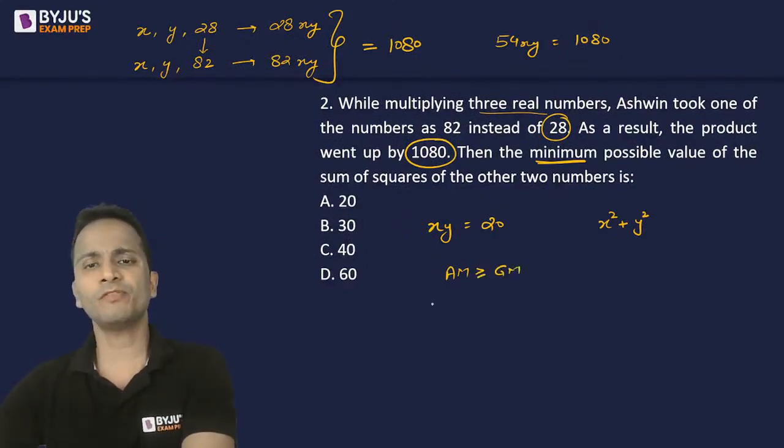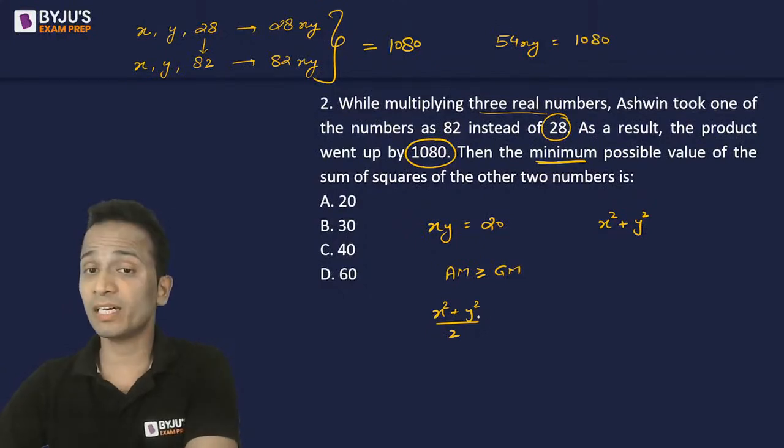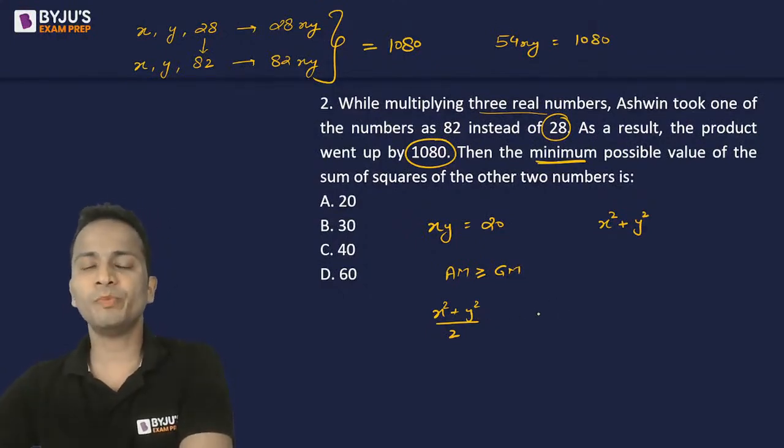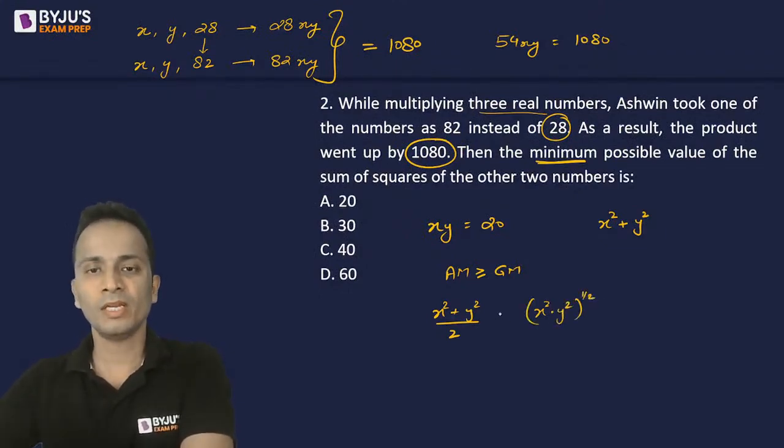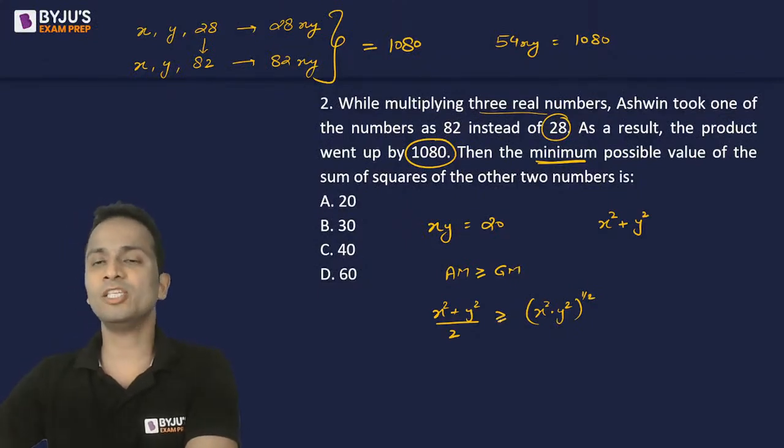Okay, so the arithmetic mean of these two numbers, x square plus y square whole divided by 2, will be the arithmetic mean of these two numbers. And the geometric mean of these two numbers is their product raised to the power 1 upon 2. Now, arithmetic mean is always greater than or equal to geometric mean.